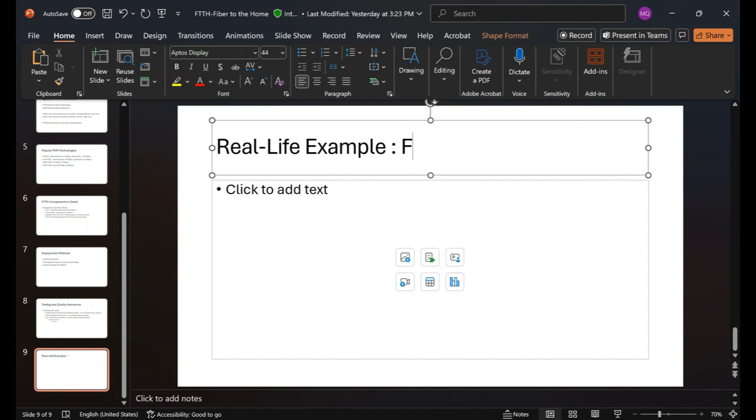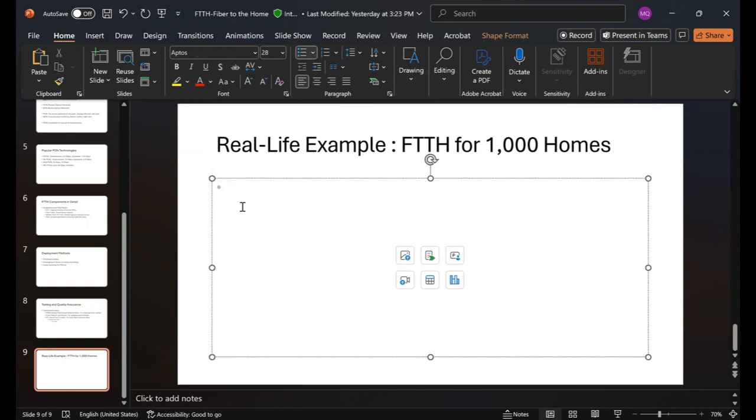Example: FTTH for 1000 nodes. Deployment plan: one OLT port supports 128 ONTs.